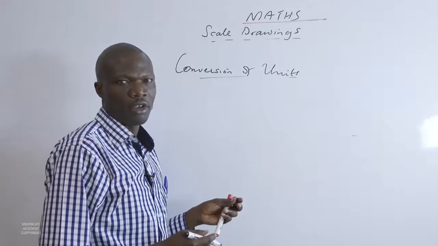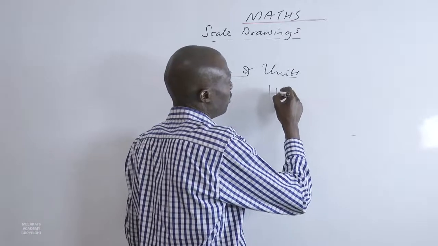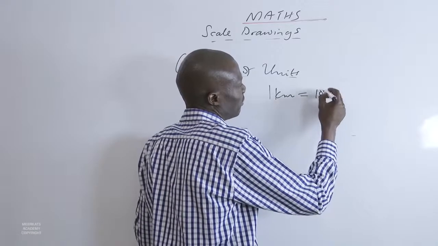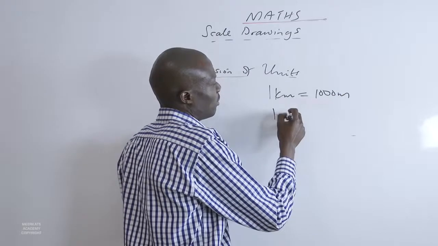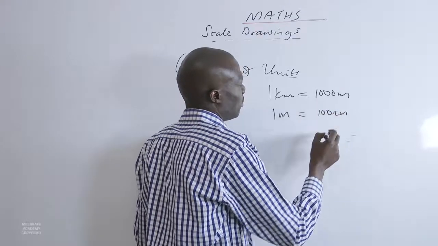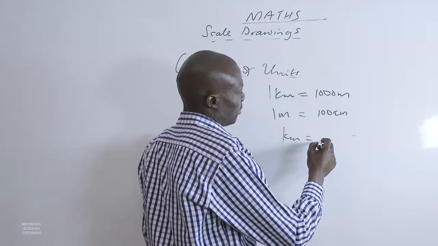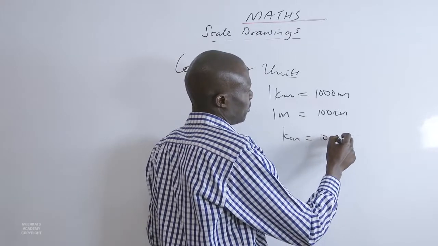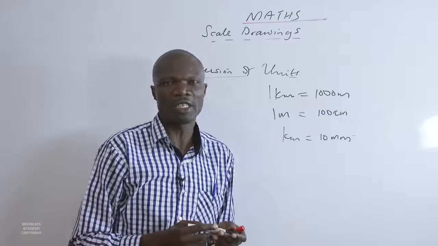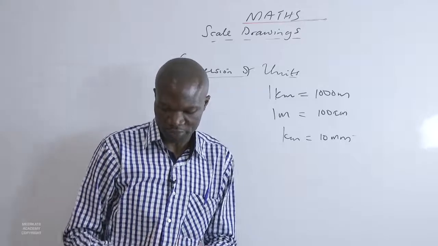So here, you all know we have a table. You should be able to have a table like 1 kilometer is equal to how many meters? You specify. 1 meter is equal to how many centimeters? 1 centimeter is equal to how many millimeters? And so on. Be conversant with the units of conversion.